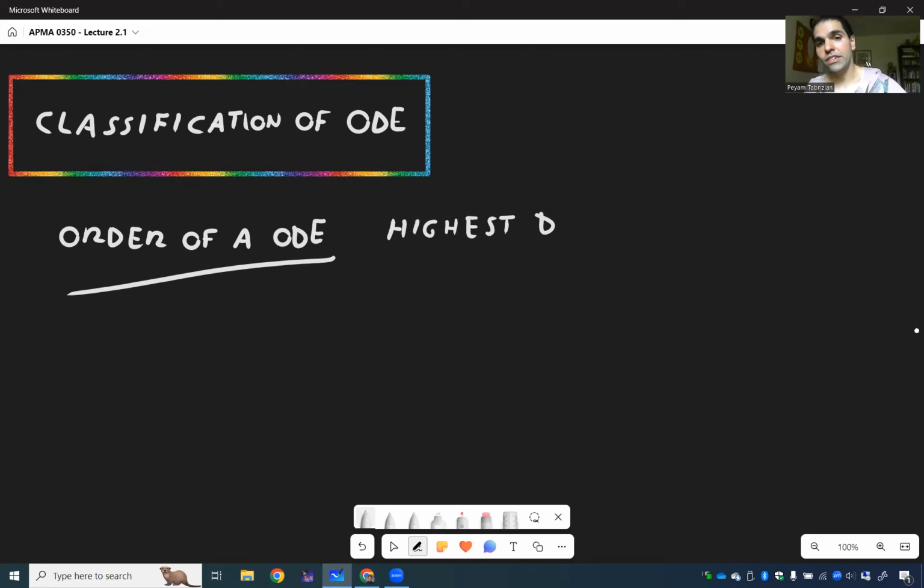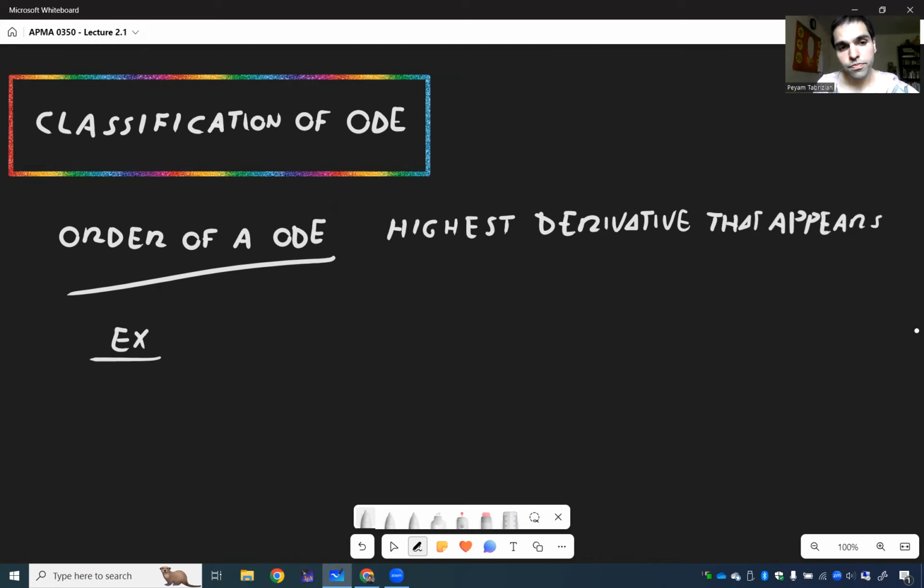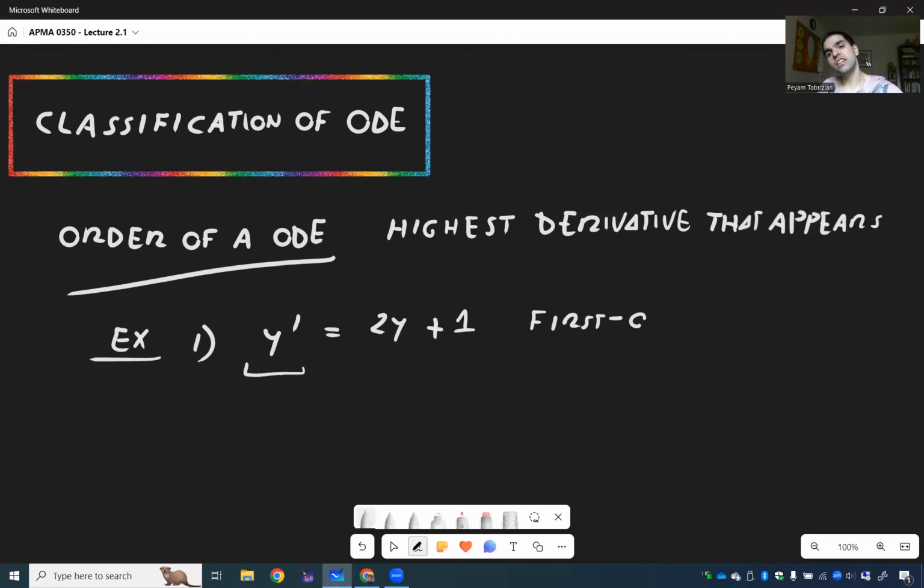So highest derivative that appears. So for instance, y prime is 2y plus 1. That is a first order differential equation because only the first derivative of y appears. It's a first order ODE.